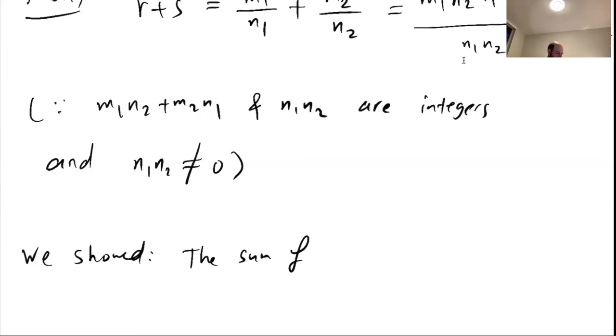Okay, let's look at another example. True or false? Justify: the product of two irrational numbers is an irrational number.